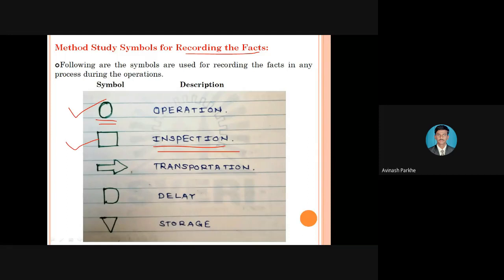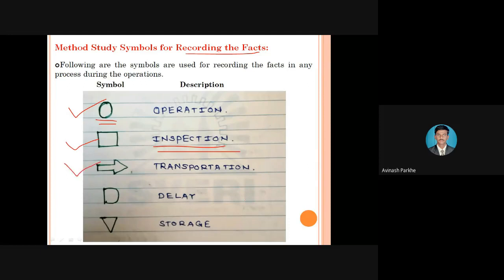But if you take the example of a lathe machine, if one operation is finished, immediately we have to go for the inspection. Such types of inspection can be represented by this second symbol, which is a rectangle or a square. This rectangle or square represents the inspection taking place in the operating process. So that inspection can be represented by this second symbol, called a rectangle or square.